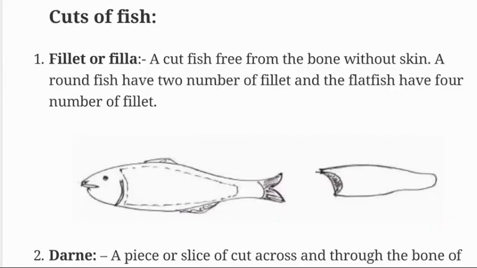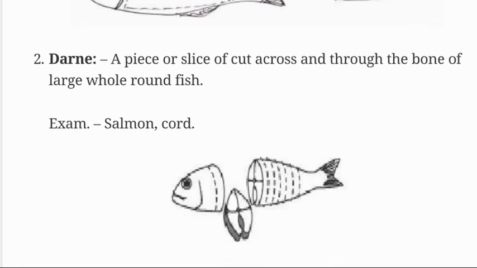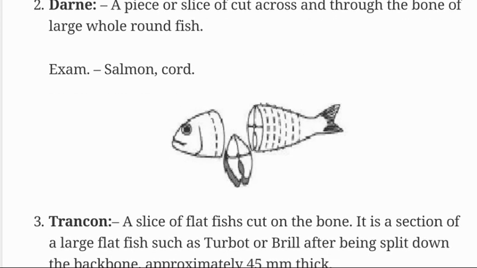Cuts of fish. Fillet. A cut of fish free from the bone, without skin. A round fish has 2 fillets and a flat fish has 4 fillets. Second one is darne. A piece or slice cut across and through the bone of a large whole round fish is known as darne. Examples are salmon or cod.